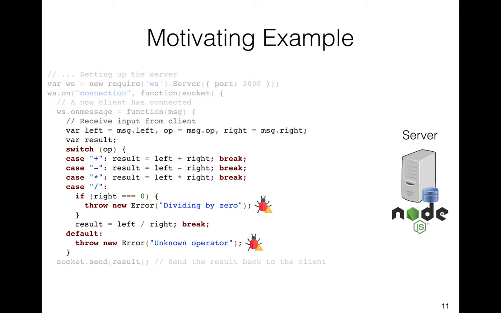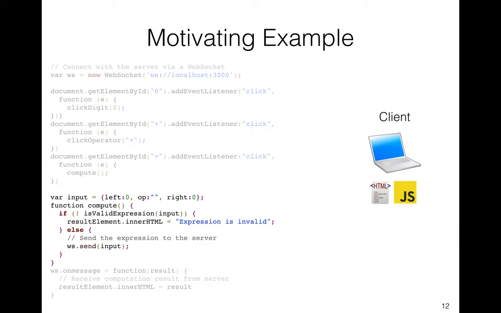Here you can see part of the server-side code of this application. The highlighted part specifically represents the message handler, which receives the arithmetic expression and computes the results. There are two errors that might be triggered here, a division by zero error, and an error if the expression uses an unknown operator. Here's part of the client-side code of the application.